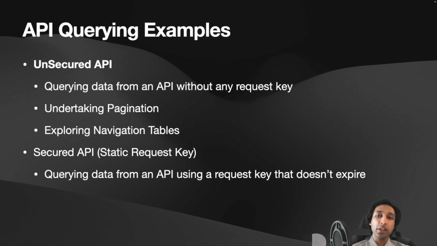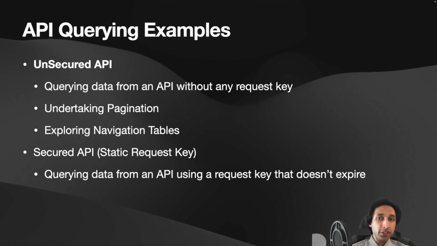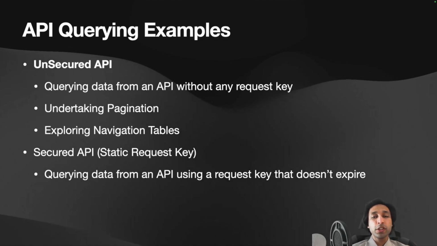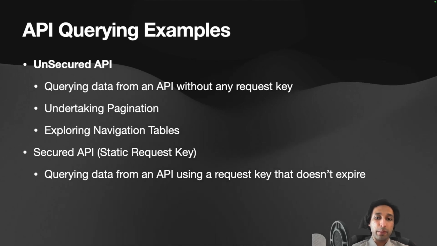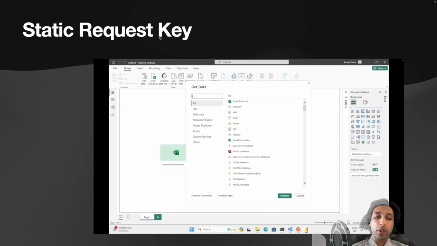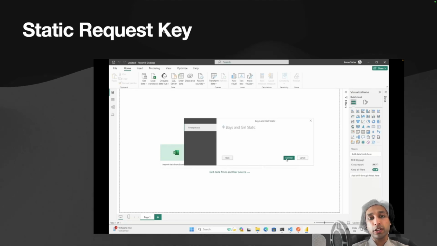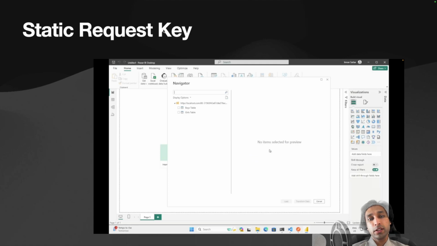Our next thing is secured API with a static request key. So what does that mean? There might be some API providers that give you a request key that stays valid indefinitely unless you want to refresh it. So you would just have to pass that request key into your headers, and in that sense, we'll be able to pull in data. So here's an example of us using the connector that we just built, but we're putting in the hyperlink as well as another field called the request key. And if the request key is correct, in that scenario, we will get the boys and girls table.